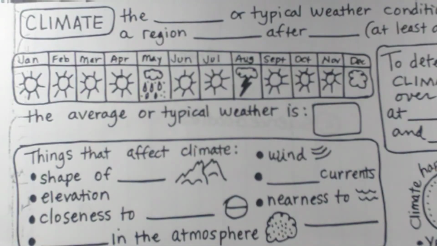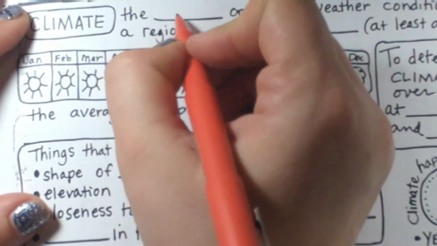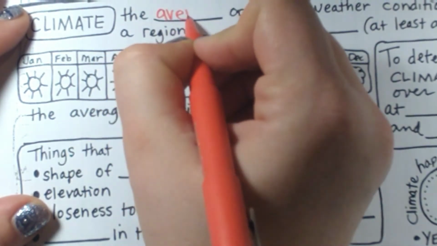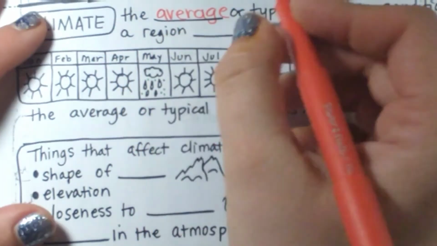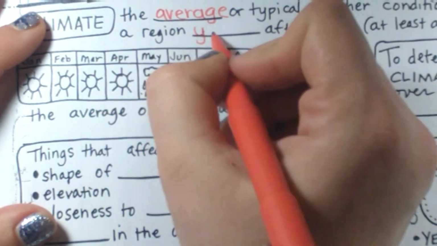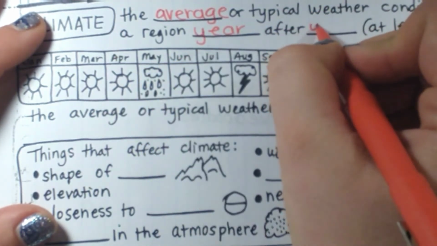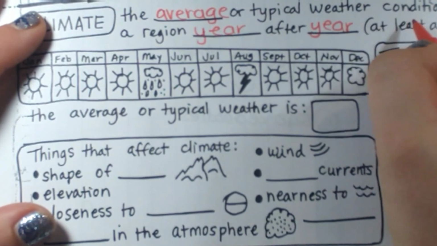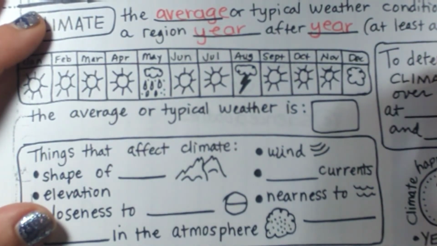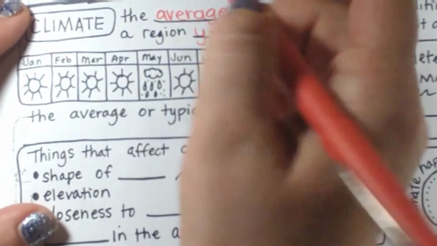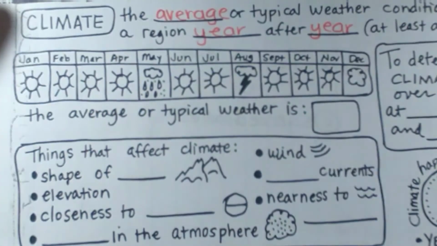All right, now let's talk about climate. If you remember in our previous videos, I talked about climate as being a pattern of weather. So it is the average or typical weather condition of a region year after year, or at least a season. So every summer, I know that it's going to be hot in Florida.